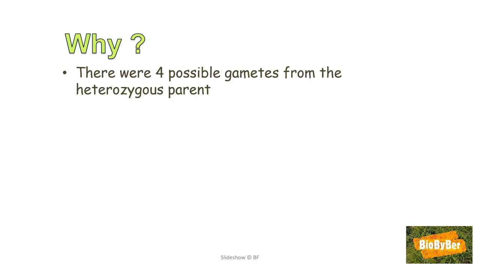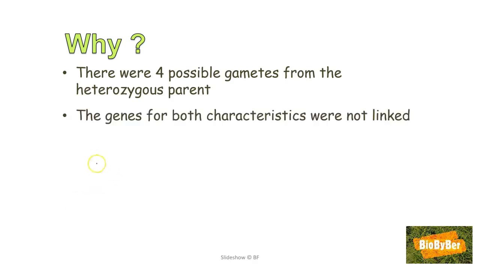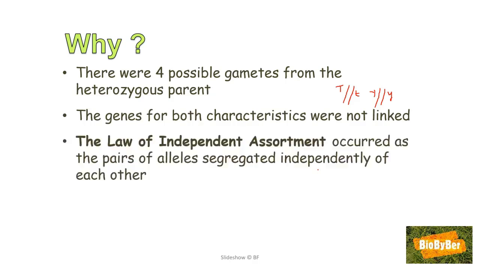We get these ratios because there were 4 possible gametes from the heterozygous parent and the genes for both characteristics were not linked. In other words, the genes for height, the alleles big T and small t, were on different chromosomes to the genes for seed color, big Y and the allele small y. If the genes were linked, we would get different ratios.